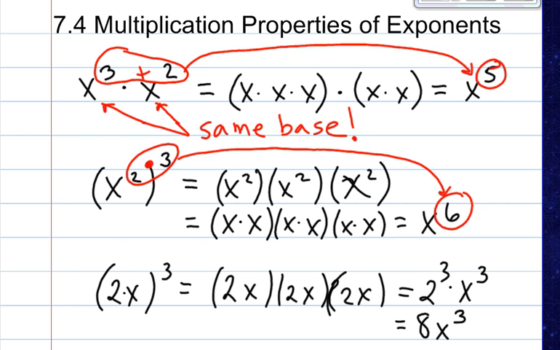So for this example, what you have is a product inside parentheses raised to an exponent. So when you have that exponent, it gets distributed to both of these things inside. So you have 2 to the third power times x to the third power.